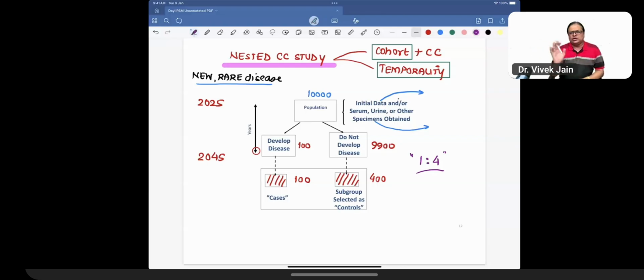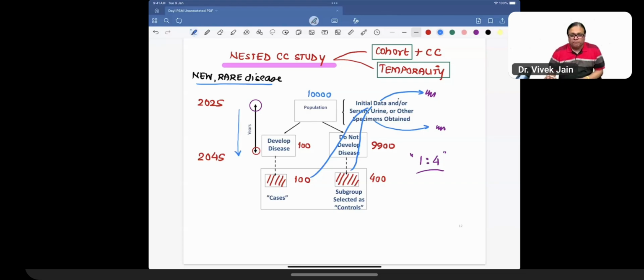Okay, suppose you take 100, 100 or 100, 400. Now look at the direction of the arrow. Now go back in time and compare their history and specimens. Any difference you find, that could be a risk factor. So look carefully. You are first going in a forward direction for 20 years. When disease occurs, you come back and do a small case control study by comparing the history or the blood specimen. So a small case control study nested in a very big cohort study. A small case control study of 500 people nested in a big cohort study of 10,000 people.